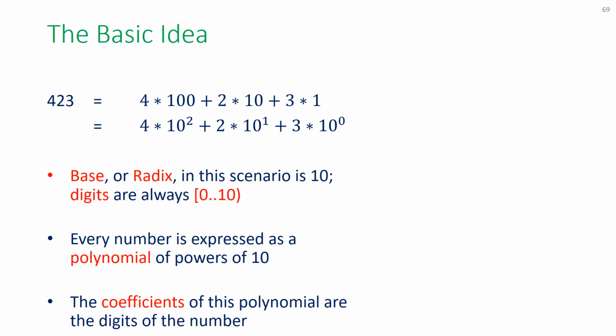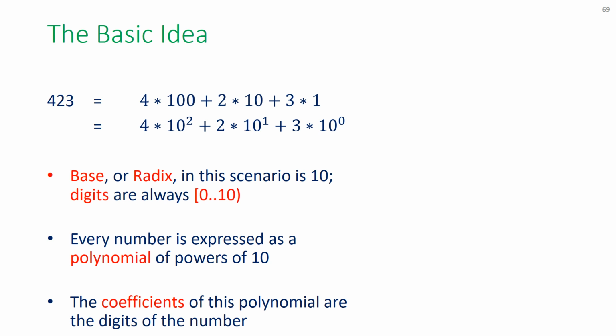If I had a longer number, 1, 2, 3, 4, 5, 6, I would keep going. The 6 would be multiplied by 10 to the power 0, the 5 by 10 to the power 1, the 4 by 10 to the power 2, the 3 by 10 to the power 3, the 2 by 10 to the power 4, and so on and so forth. Okay? So I would just increase the power of my base. And that's what it means to write a number in base 10. Okay? I write 423, and this is how we all understand what 423 means.